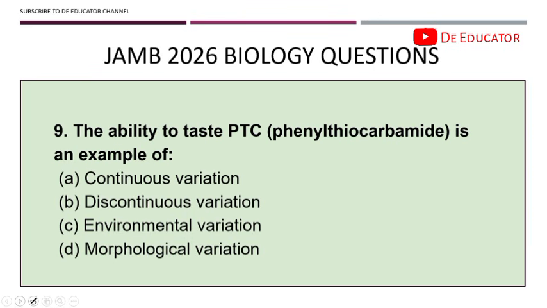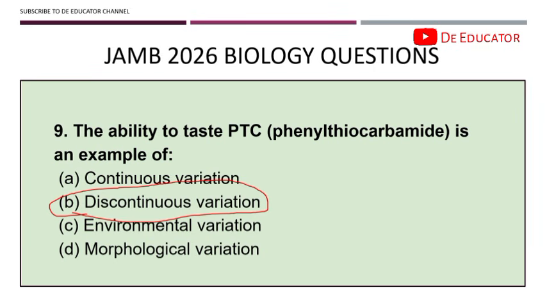Okay. Question 9. The ability to taste PTC, phenylthiocarbamide, is an example of what? Now this is a very, very common question. Please, you shouldn't fail this question. The answer is discontinuous variation. Okay. The answer is discontinuous variation. So you should know what continuous variations are. You should know what discontinuous variations are. You should know morphological, and then you should know physiological.